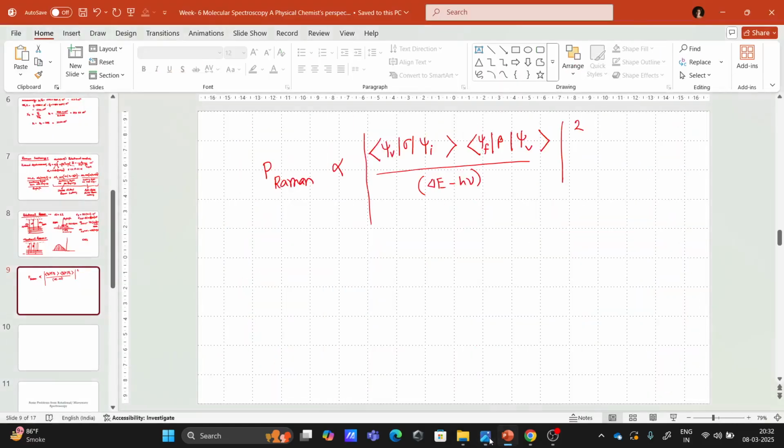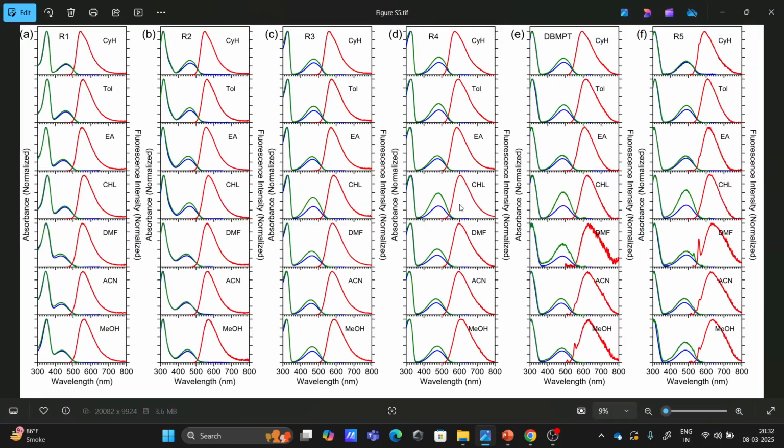I don't think it is visible. Is it visible right now? Yes, sir, it is visible. So right now I'm trying to show you some electronic spectra. Just focus on the red spectra. The red spectra are fluorescence, or in this case, emission spectra. Okay.